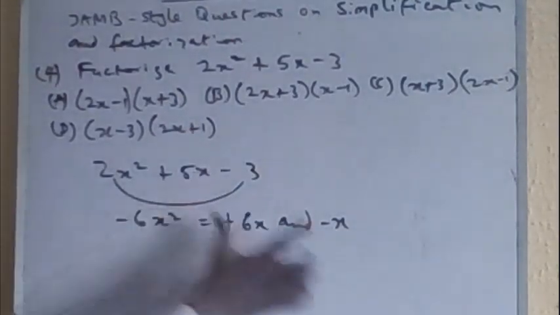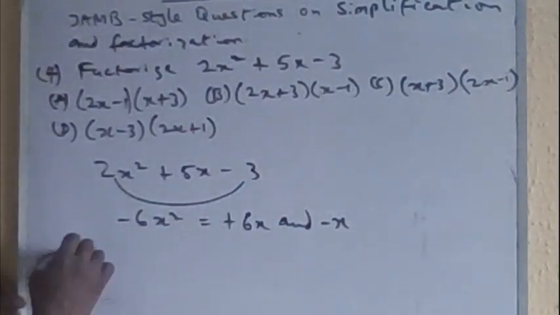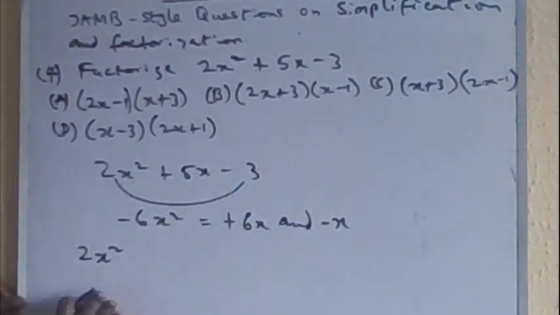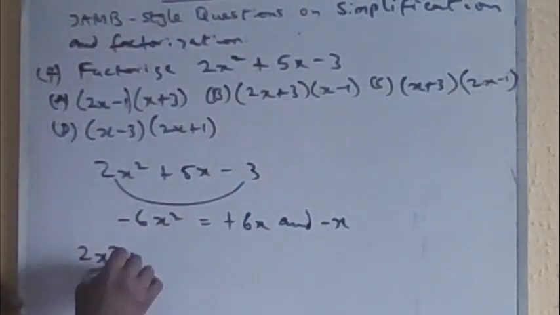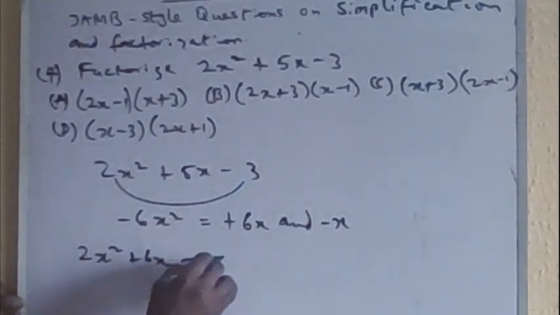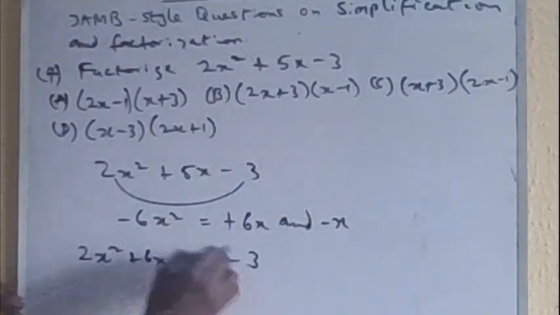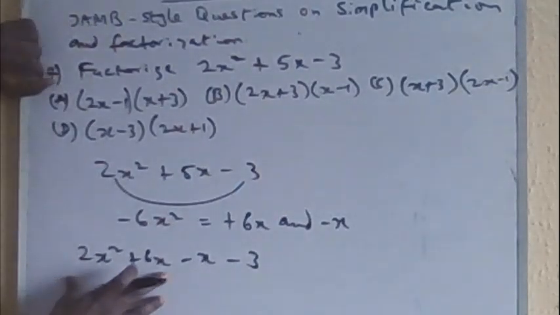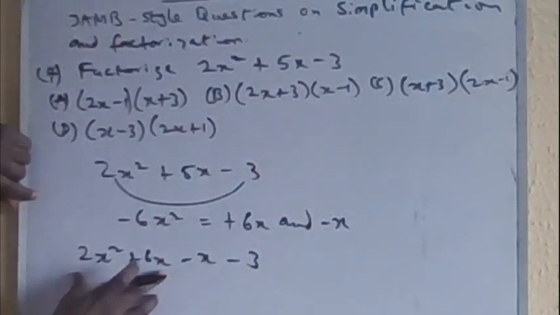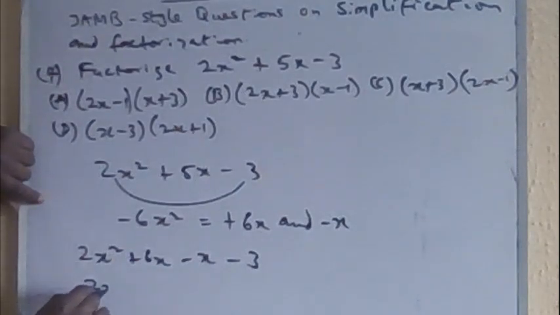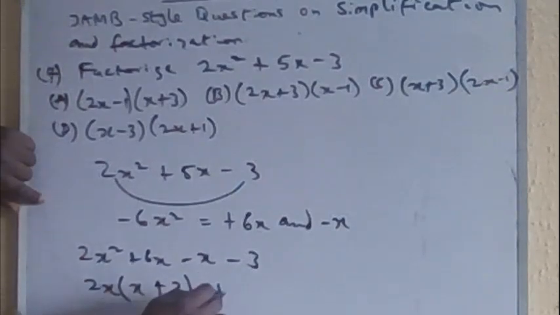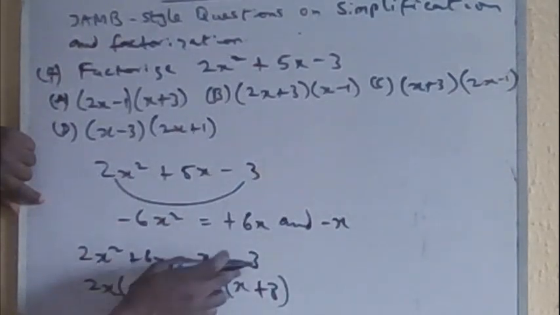So I will write again 2x squared. Then instead of having plus 5x, I'll have plus 6x, then minus x, then minus 3. Okay. So these first two terms, what is common here? What's common here is 2x. I write 2x outside, open the bracket. What's left here is x plus 3, then minus 1 outside x plus 3, right? Because this minus will change this to plus. Okay, so this and this is the same.